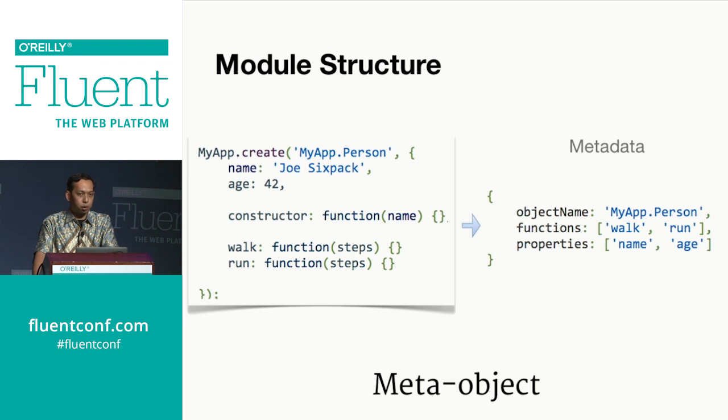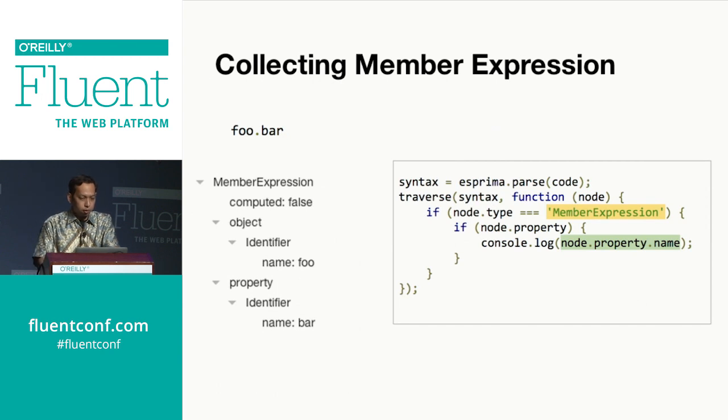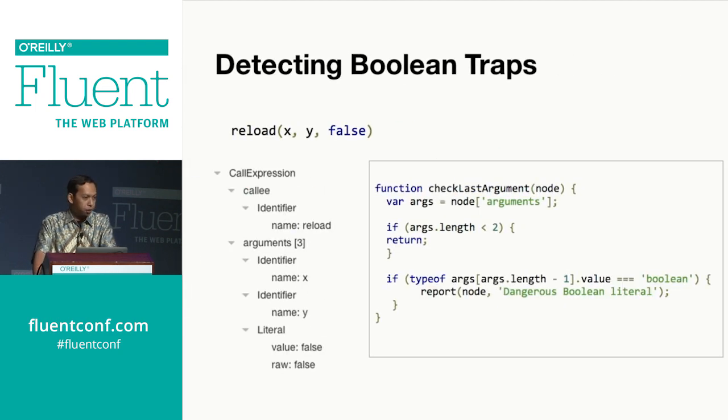The collection of these function and properties are very powerful, because then you can apply certain, for example, blacklist. If you don't have double negative, then you can search for those double negative in the function or property names. This is the simple examples to collect all those member expression. For example, is this sort function to check for Boolean traps? What it does is to parse the code, get the syntax tree that corresponds to that line of code, and then we all know that if I have reload x, y, false, then you will see on the left side the syntax tree shows that there are 3 arguments. The first one is x, the second one is y, and the last one is a literal value false, which is a Boolean types. And that's what you can catch in your program.